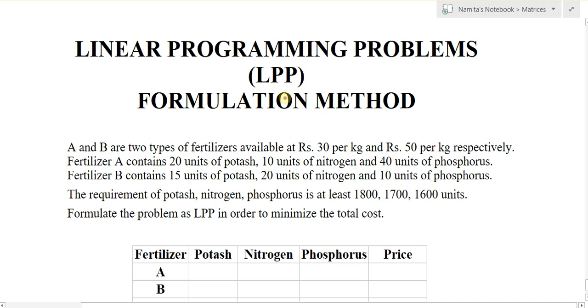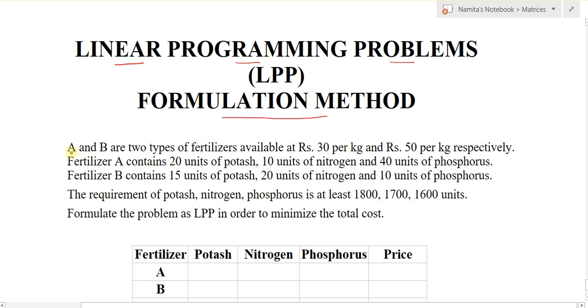I'm Namita. In today's video, we are going to study about linear programming problem. We are going to solve one example of linear programming problem by formulation method. So this is the example on the screen.